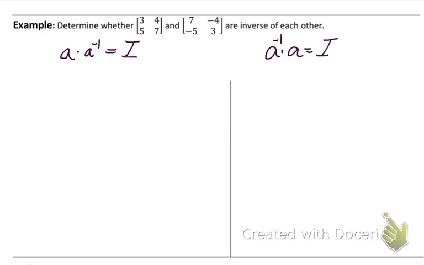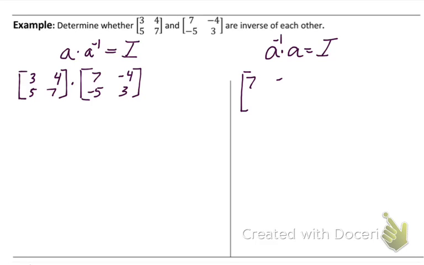So we're assuming these are inverses of each other. Like I said, the first one we're going to do is 3, 4, 5, 7. I'm going to multiply that by 7, negative 4, negative 5, 3. I'm going to check to see if that equals the identity. On the other side, we're going to flip it. We're going to do 7, negative 4, negative 5, 3, and multiply that by 3, 4, 5, 7.